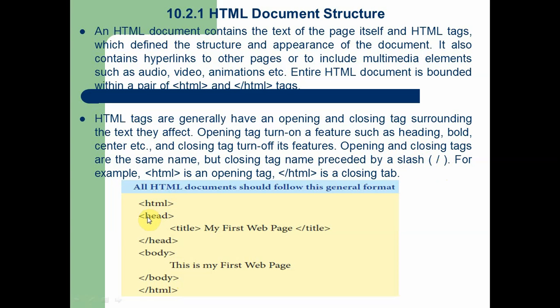So here you can see the head tag, it also has a close tag. In the same way, the body tag also has a close tag. The close tag always terminates the feature of that particular tag, and without the backslash, if you use any tag, that tag opens that feature. So this is called the HTML open and close tag, head open and close tag, body open and close tag.